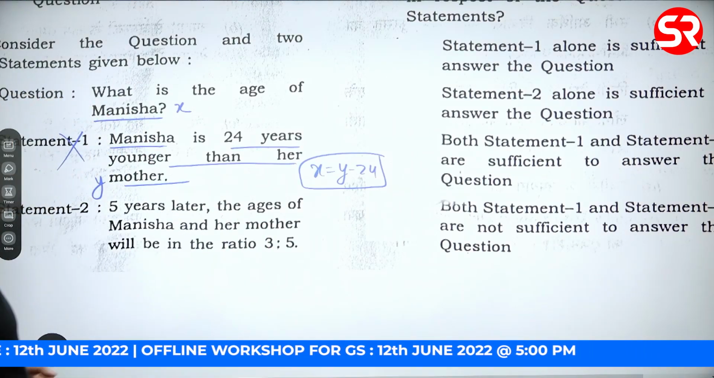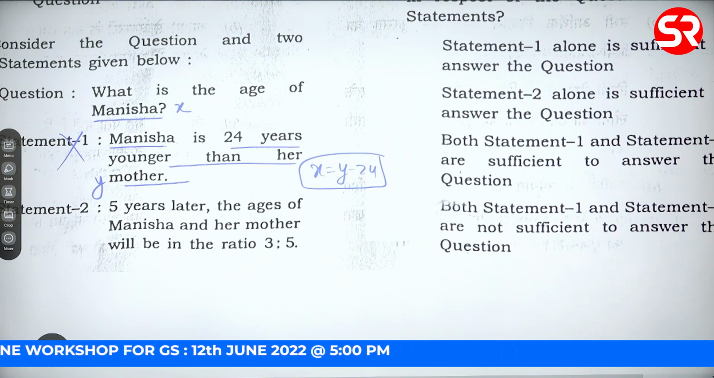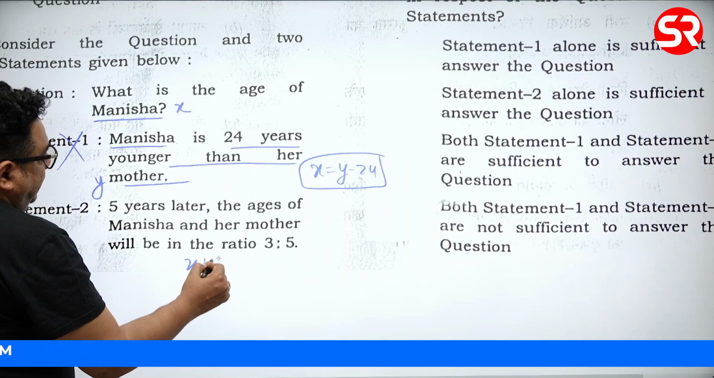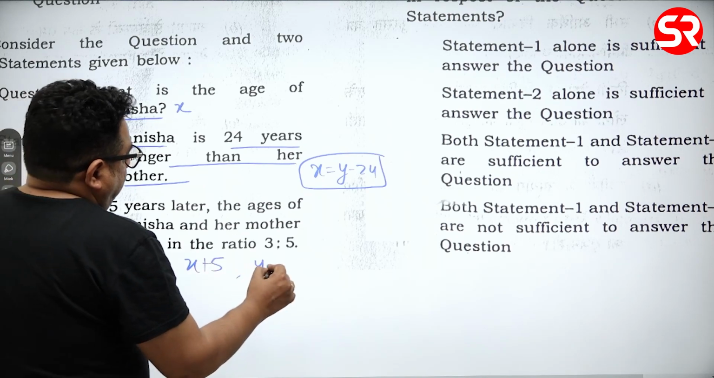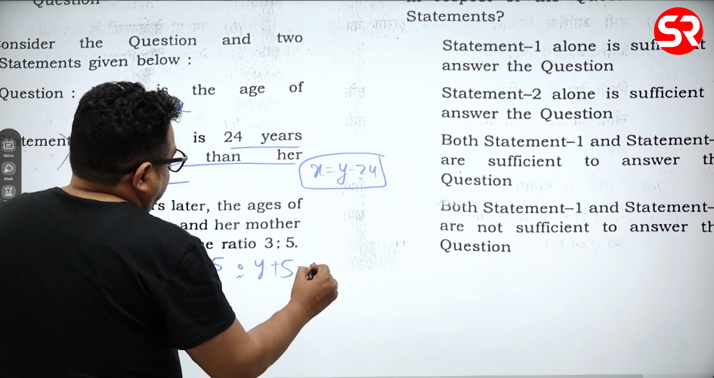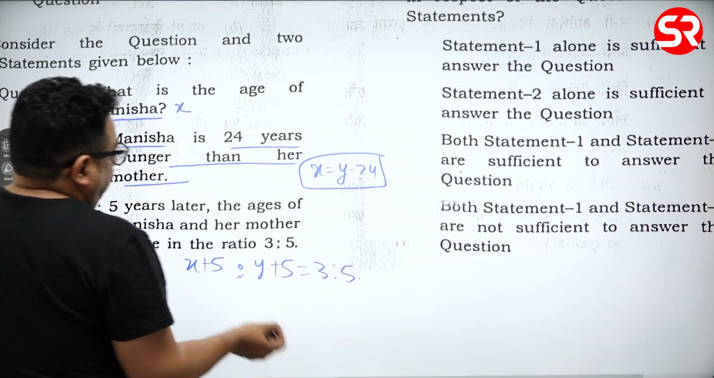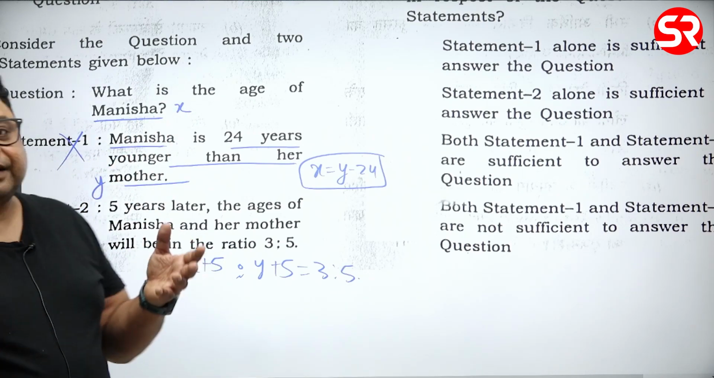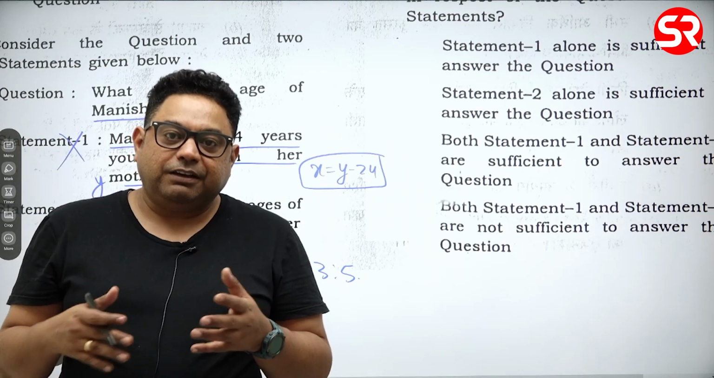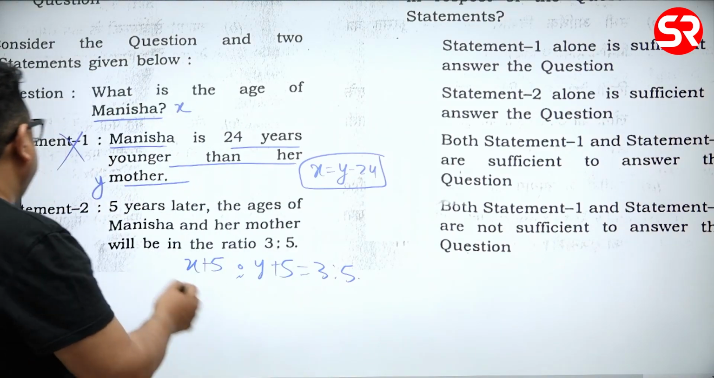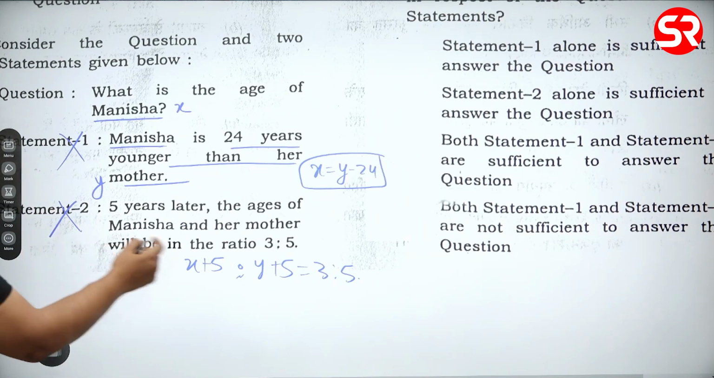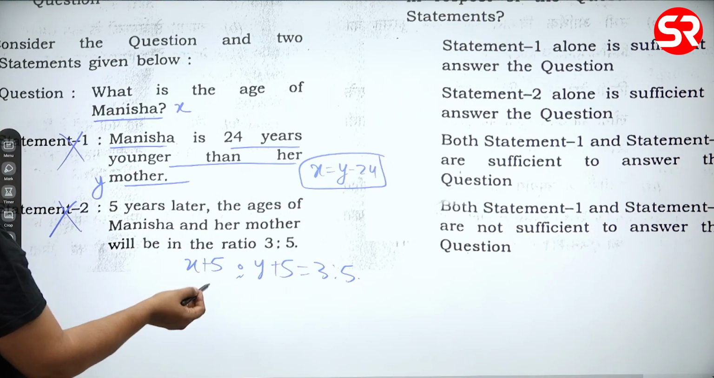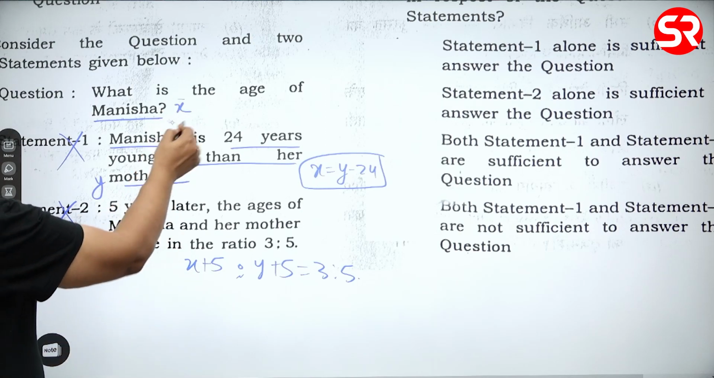So he says 5 years later the ages of Manisha and her mother. So if today she is X, so X plus 5 and mother would be Y plus 5. So their ratio would be 3:5. But then again, we do not know the first statement when we are considering the second statement. That is the crux of data sufficiency. We have done it many a times. So I don't think 2 alone is sufficient. And if you mix them, definitely you wanted, what is value of X, right?